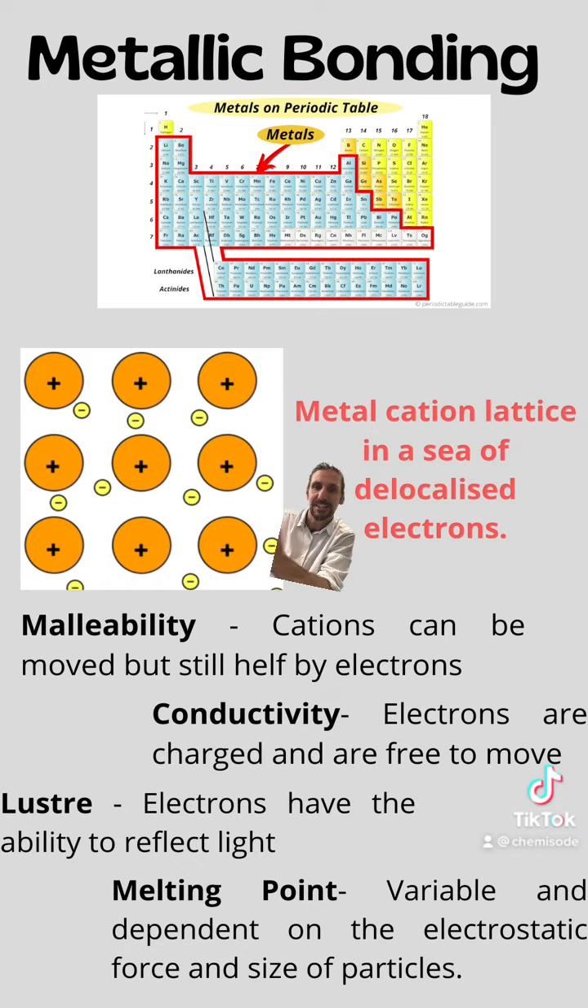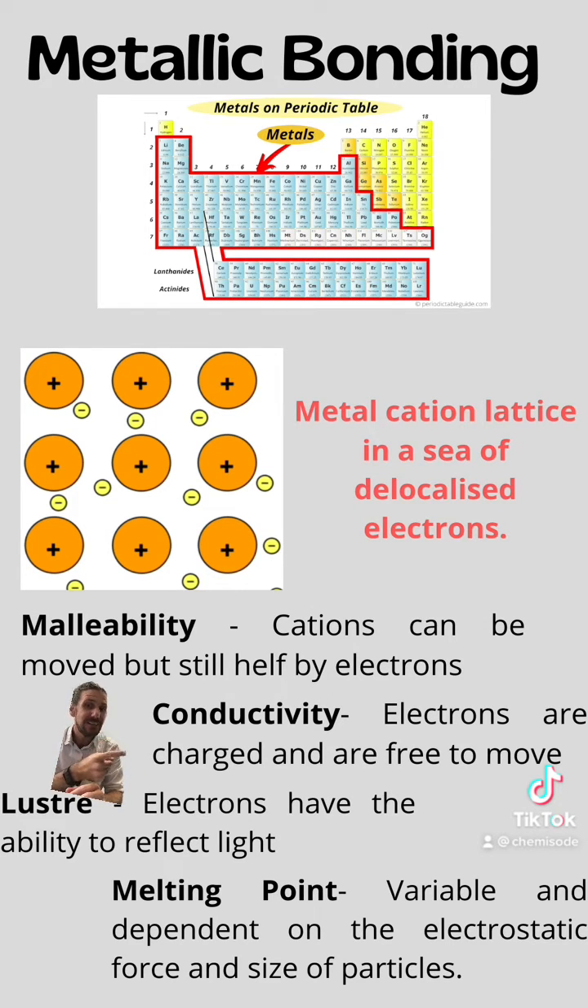The model we have above can be used to explain a whole bunch of properties that we see in metals in our everyday life. As you know, metals are malleable, which means they can be bent into different shapes. The reason this model fits is that these cations can be pushed with a force, but they can still be held together by delocalized electrons.